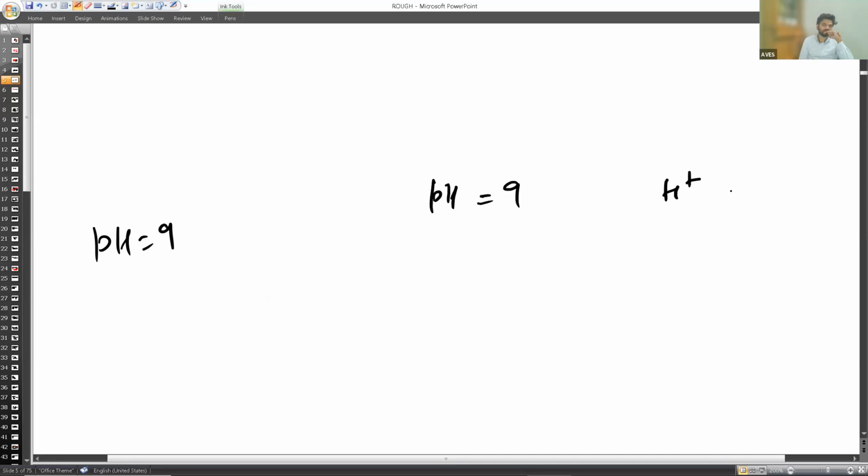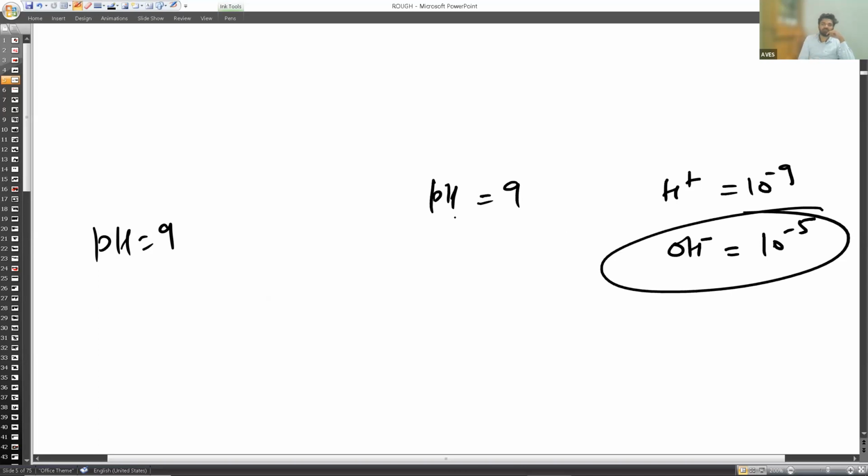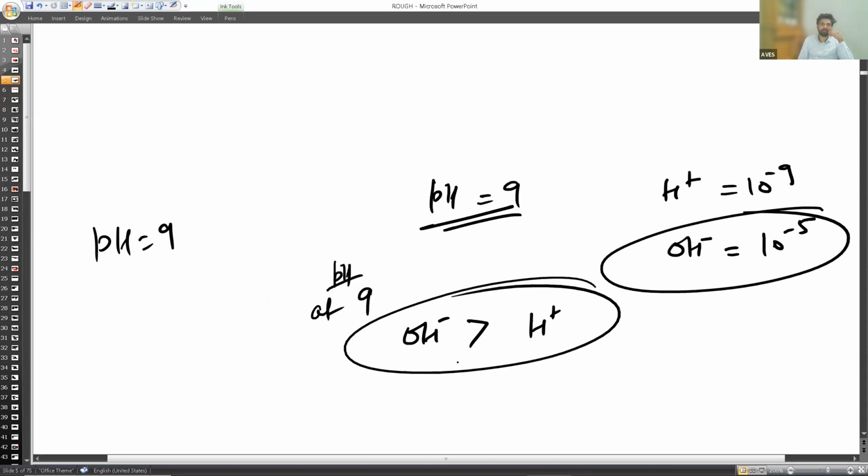Tell me, 10 raised to minus 9, and then in the same solution, the OH negative ion concentration will be 10 raised to minus 5. I will simply say that since at 9 pH, the OH negative ion concentration is greater than the H plus ion concentration, we'll say the solution is basic.